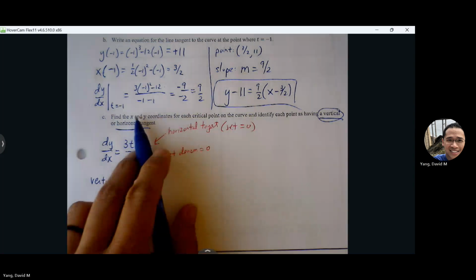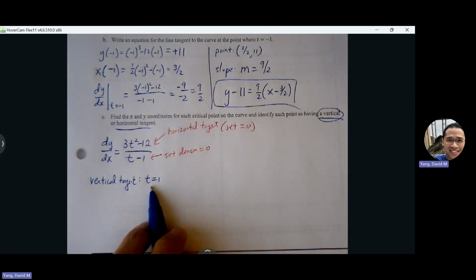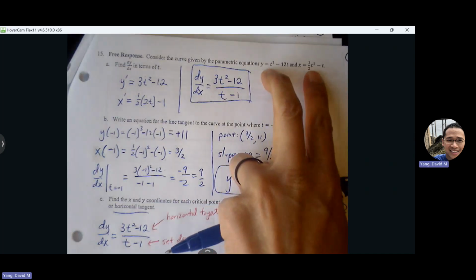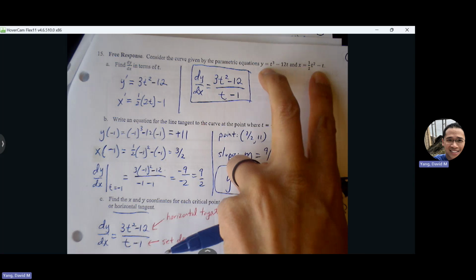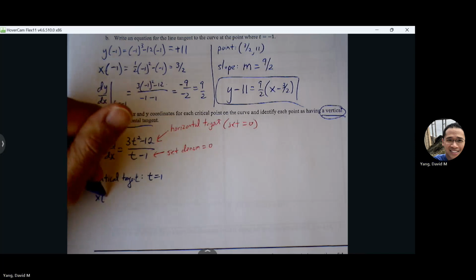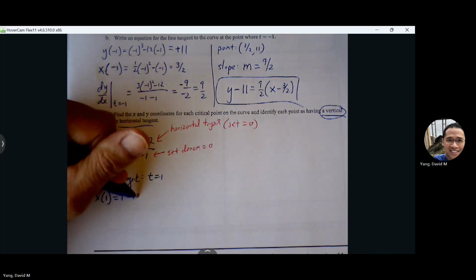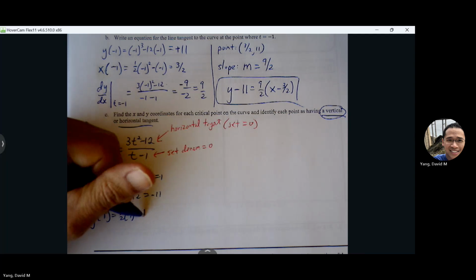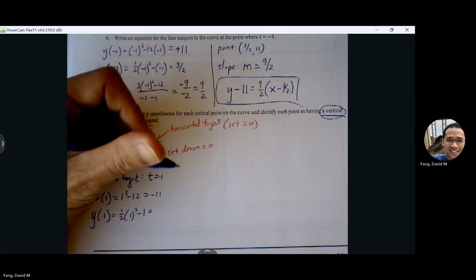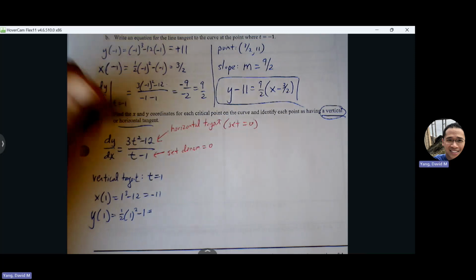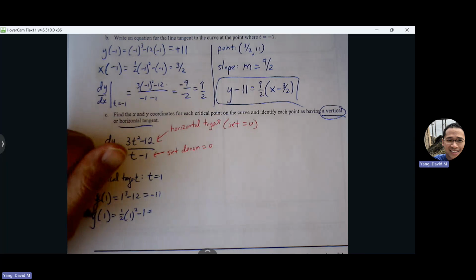And this says find the x and y coordinates. So how can I find the x and y coordinates if I know that t equals 1? Back into the original, yep. We're just trying to find the ordered pair where the graph is going to experience that vertical tangent. So once we find that t value, it goes back into the original equation. Oh, I mixed up. This is y, and this is x.